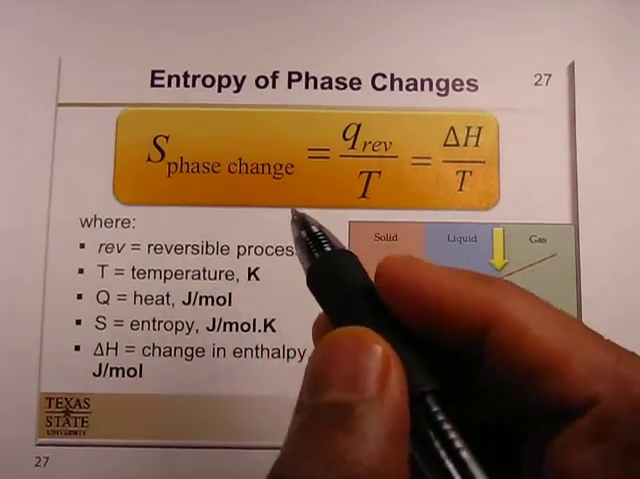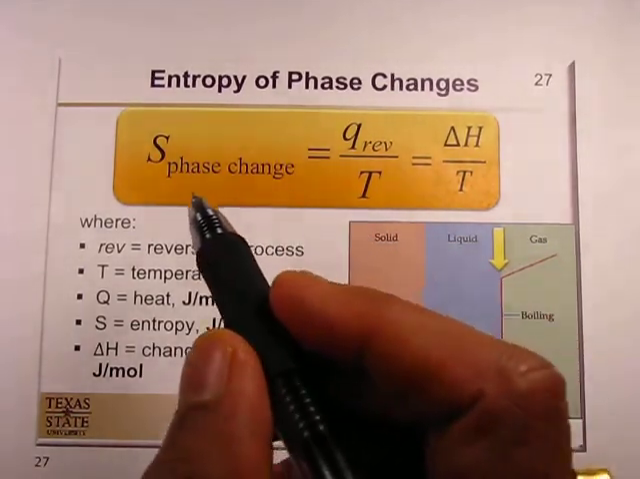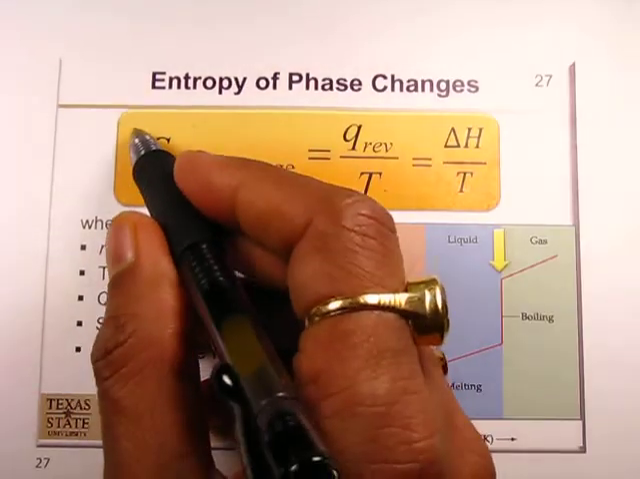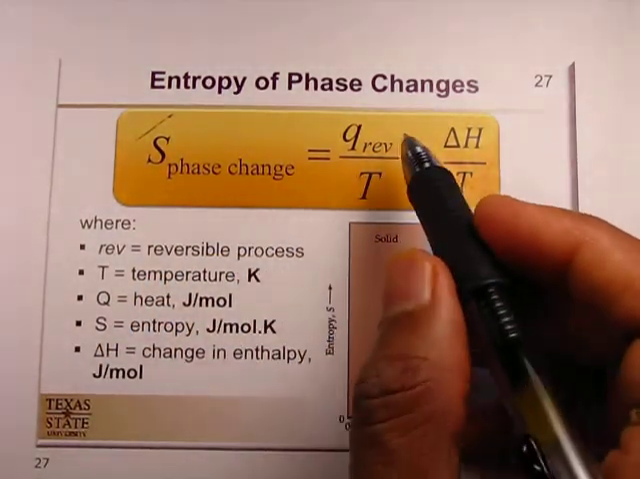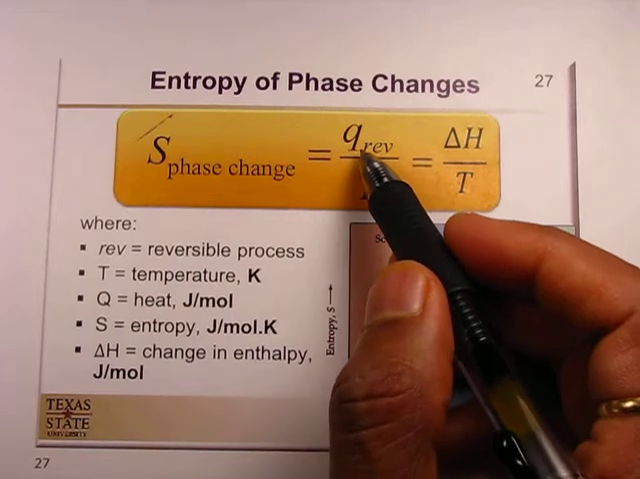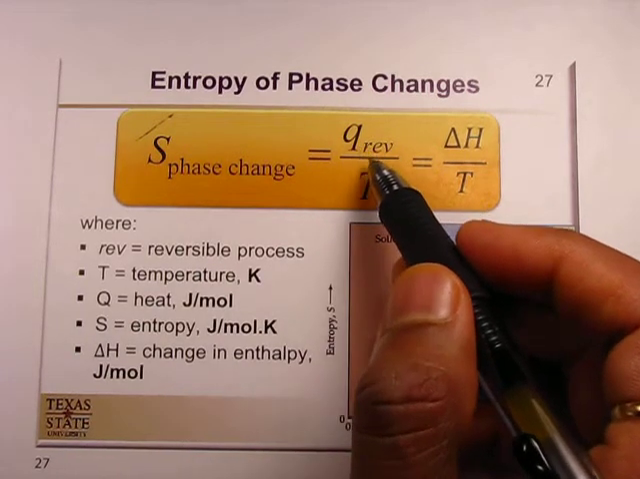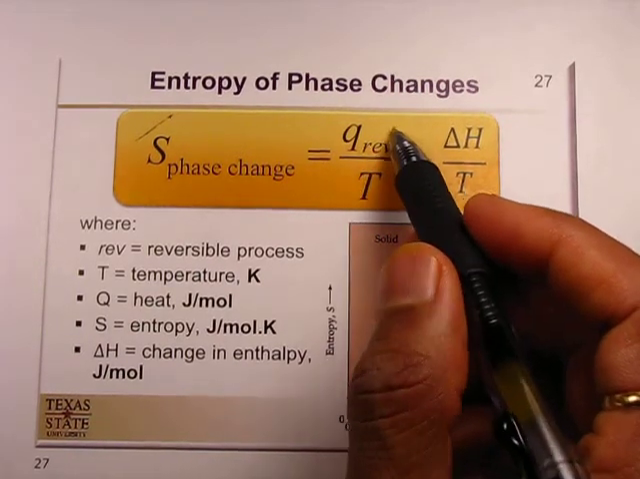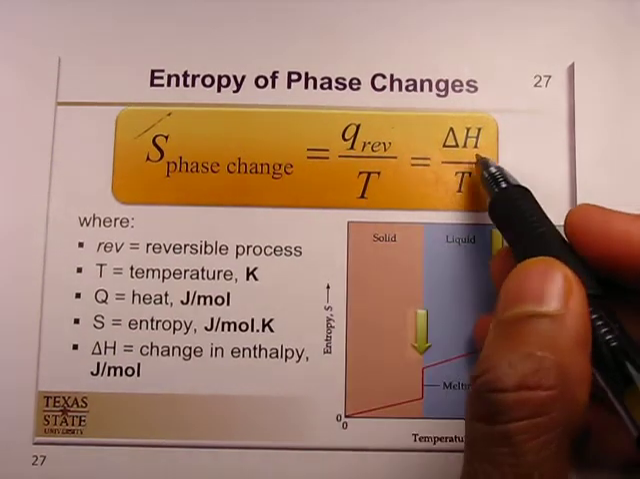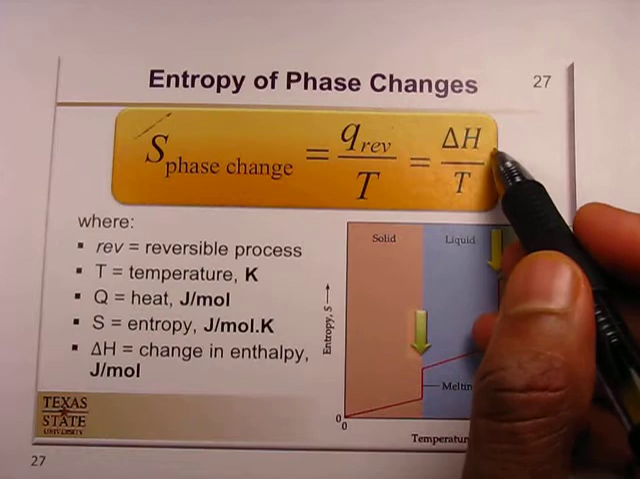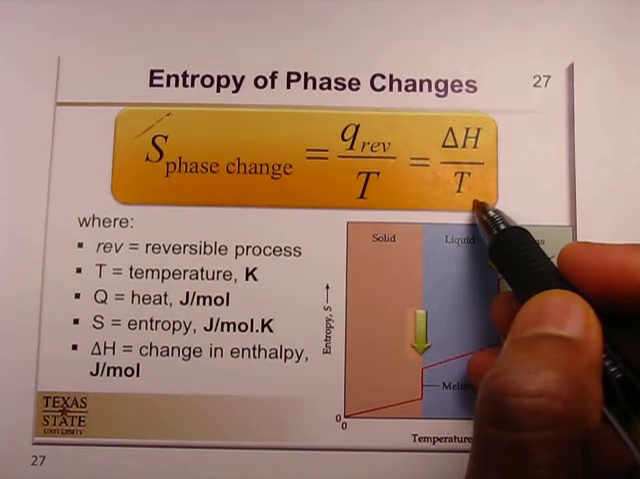As per previous videos, we have already studied that to calculate entropy, it would be equal to Q, meaning heat involved, divided by T, or we can say delta H, the change in enthalpy, over T.